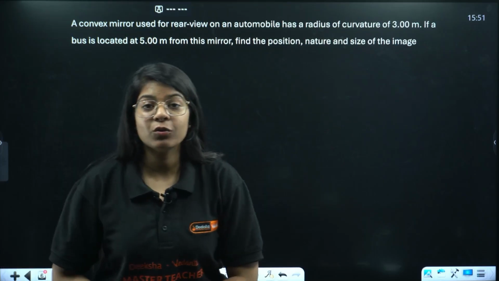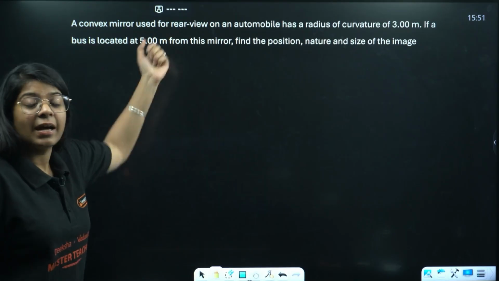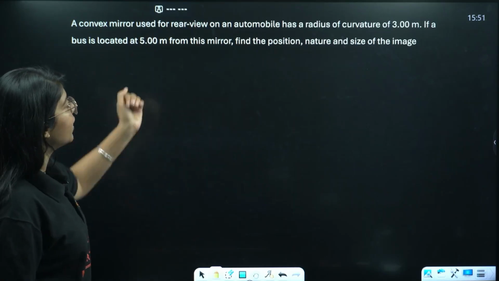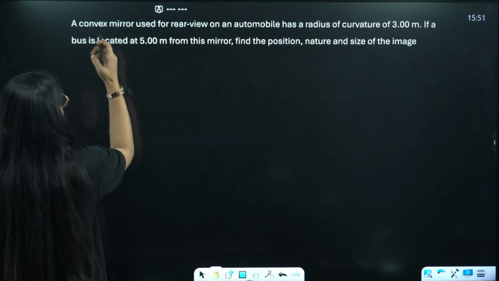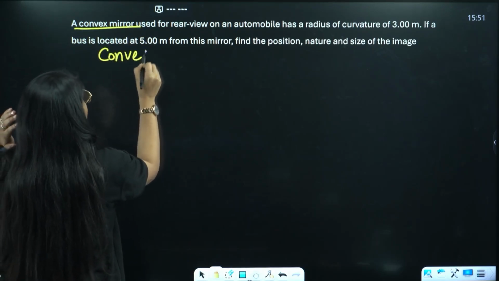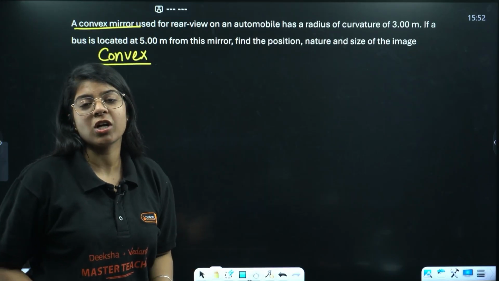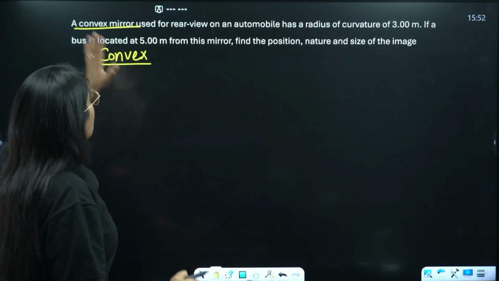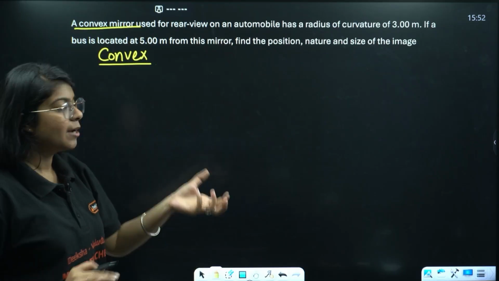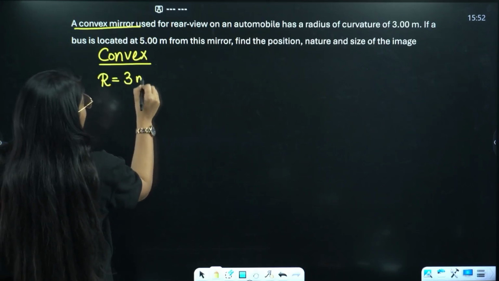Now let's look into the very first numerical of the day. As you read the numericals, write down whatever you read, okay? A convex mirror used for rear view. What is given? Exactly, a convex mirror. Every time you see what kind of mirror is given, write it down, because that will reduce your chances of making a mistake to 0%, okay? For rear view on an automobile has a radius of curvature of 3 meters. So we are given that the radius of curvature is 3 meters.